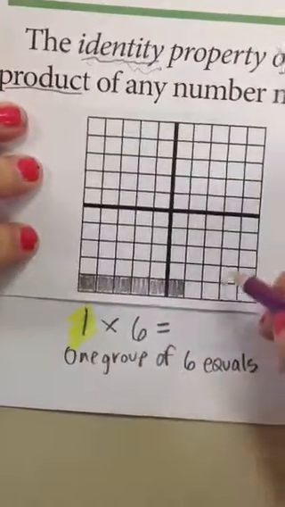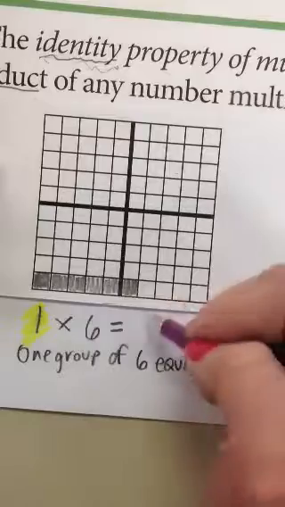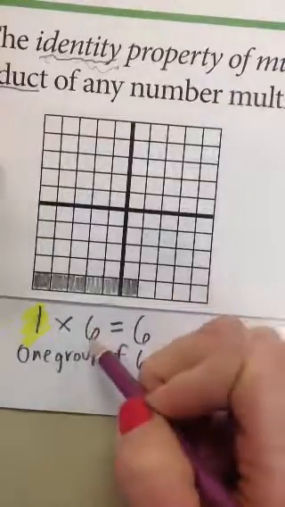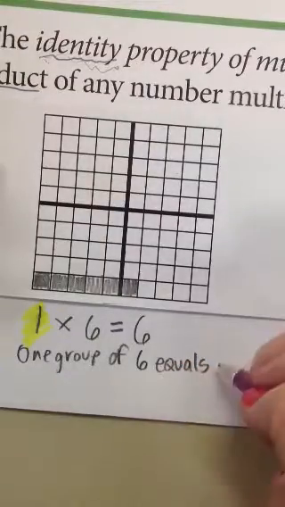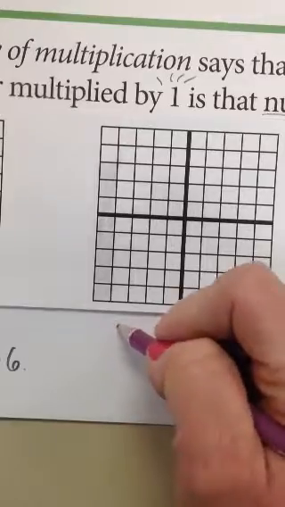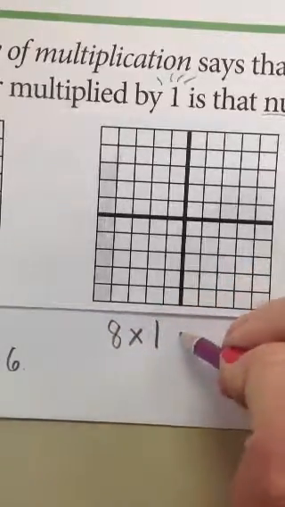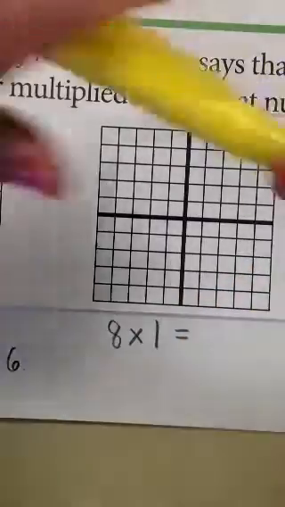So in total, how many squares do I have shaded? Oh, well, that's easy. It's 6. It was that number, that other factor. So one group of 6 equals 6. Let's try one more. Let's try 8 times 1. See what that product equals.